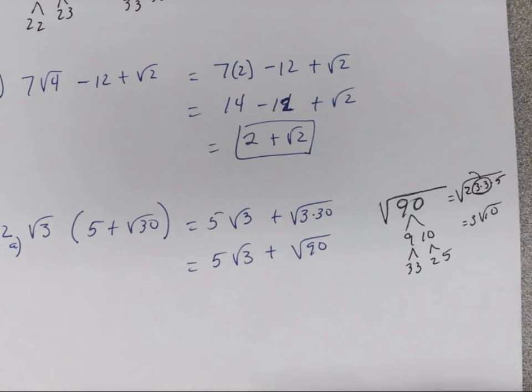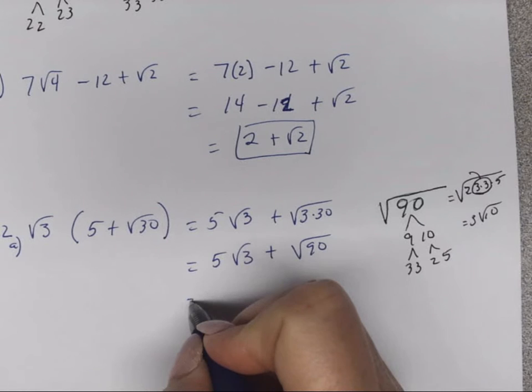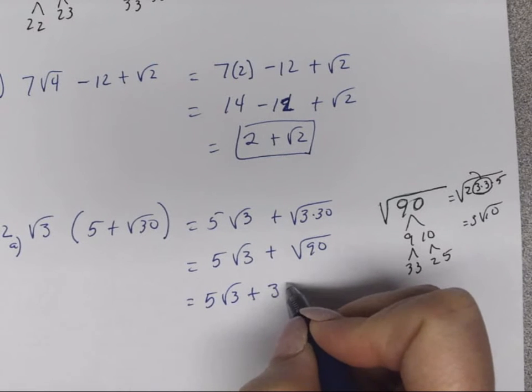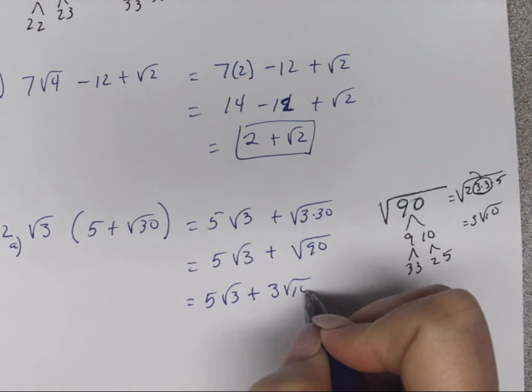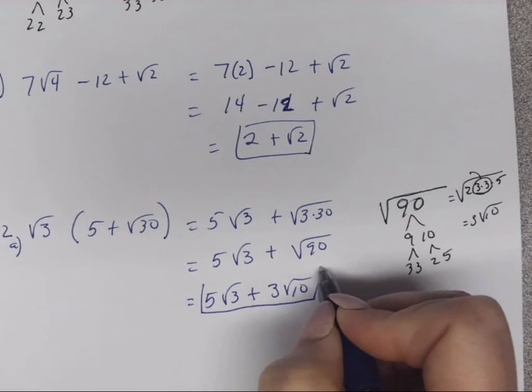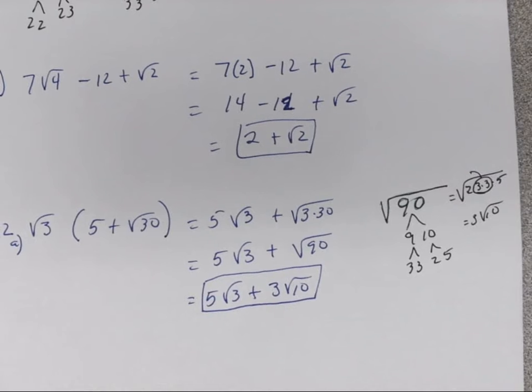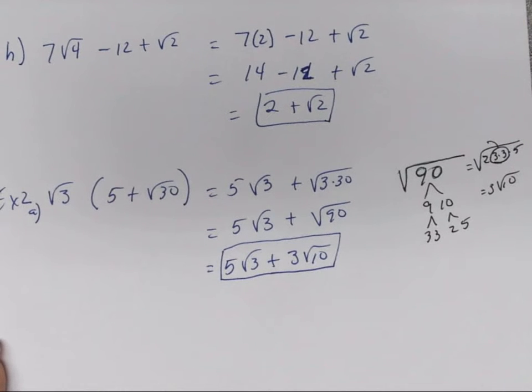So now we can come back over here. And this would be 5 square roots of 3 plus 3 square roots of 10. And that's not going to simplify because we have a square root of 3 and a square root of 10. So that would be your final answer. All right, let's look at our next problem.